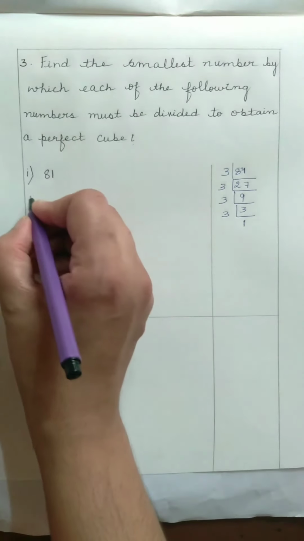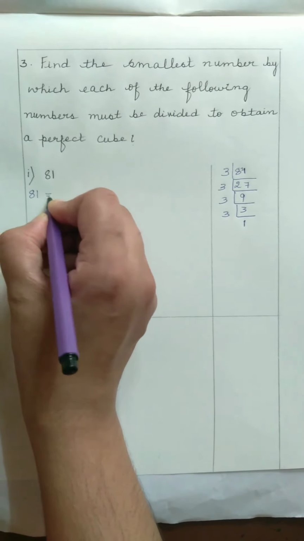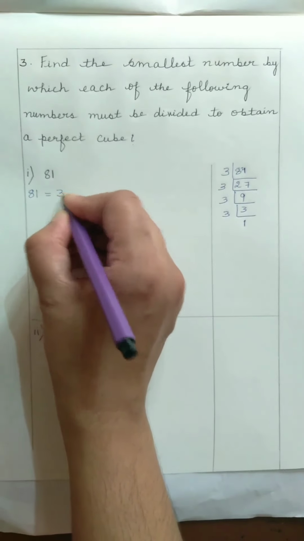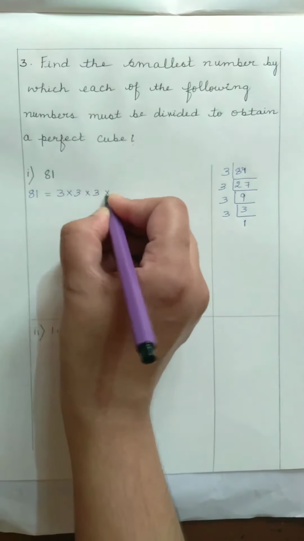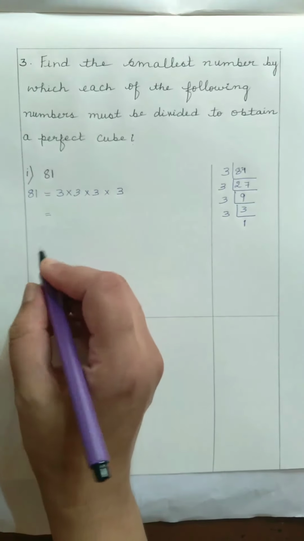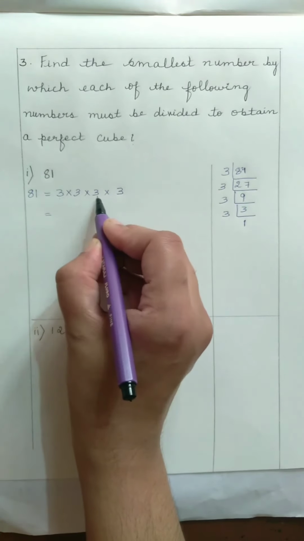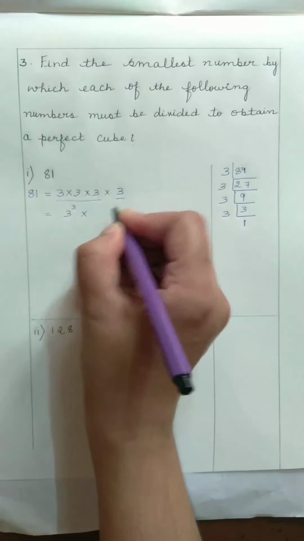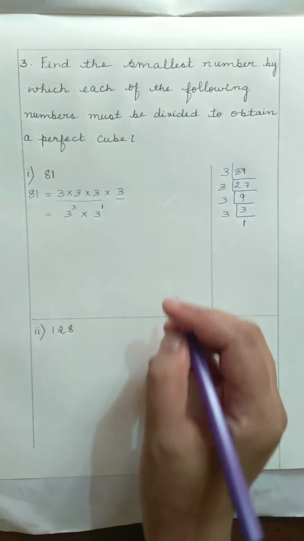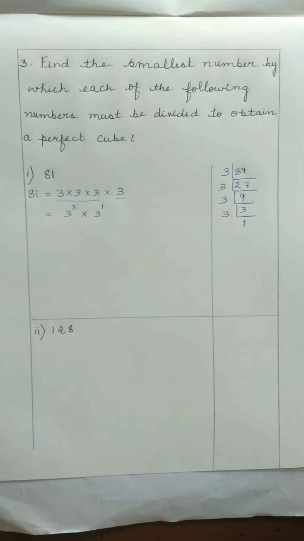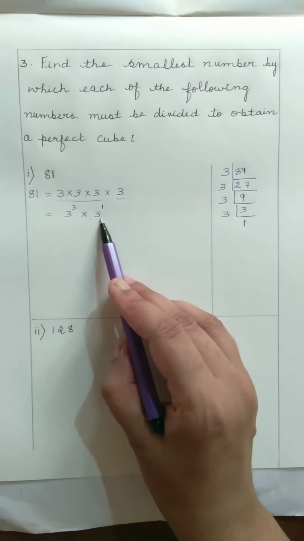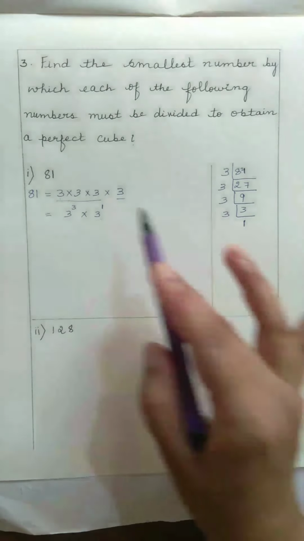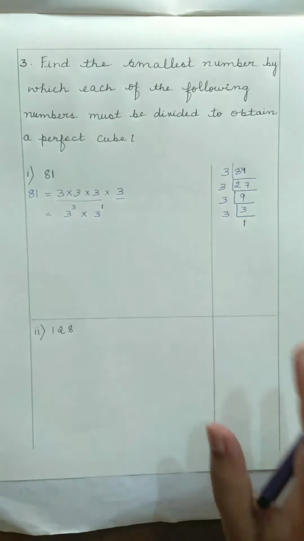Therefore, through prime factorization, 81 will be equal to, count the number of 3's, 1, 2, 3, 4, 3 into 3 into 3 into 3. Now, form a group. So, 3 into 3 into 3, therefore 3 cube, into 3 has been repeated only once. Therefore, in the prime factorization, the prime factor 3 does not appear in a group of 3. Therefore, this 81 is not a perfect cube.